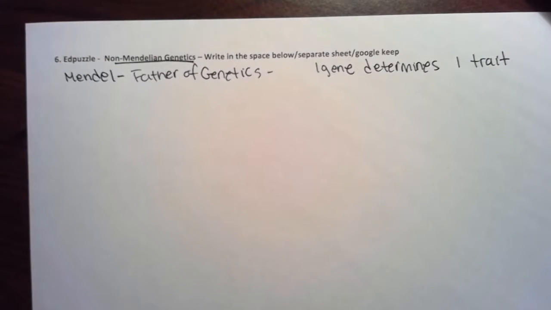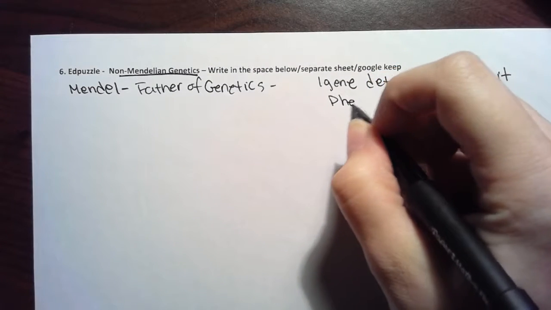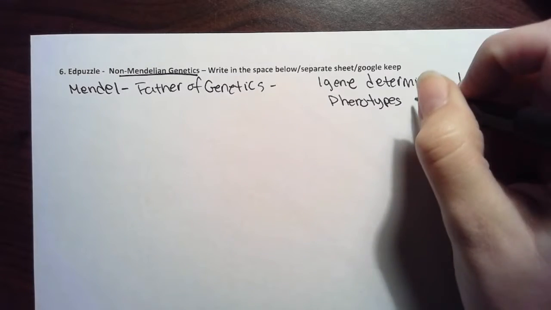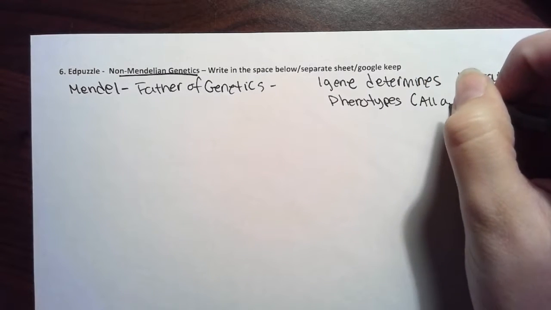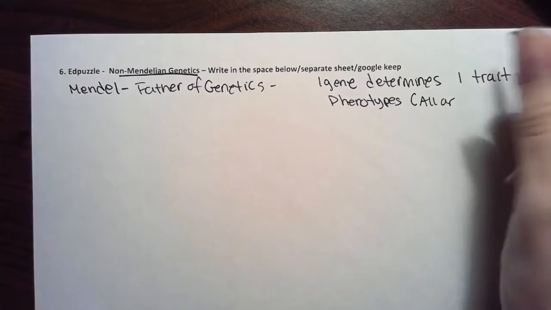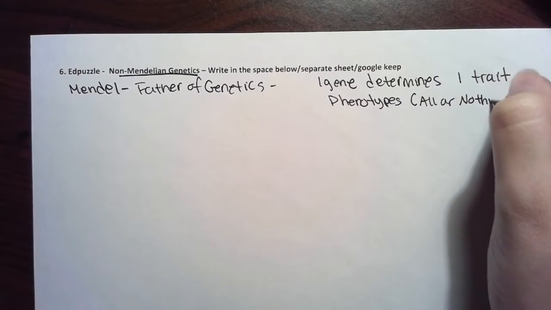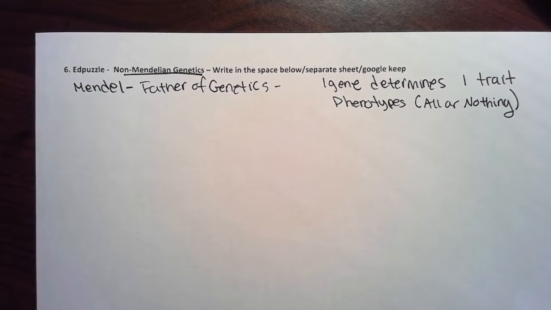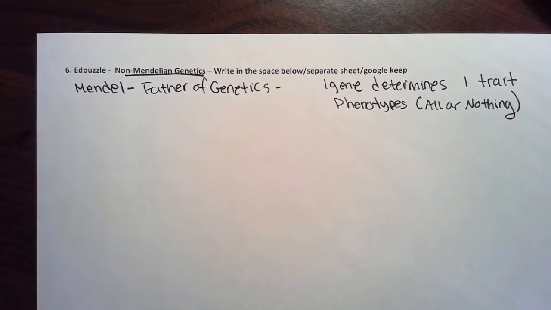And with this, his phenotypes that he discovered were literally all or nothing. So either you have the thing or you don't. So either you have curly hair or you have straight hair. That's it. So when things are heterozygous, it still means that you would express that dominant trait. So that was Mendel. It's very clear cut.